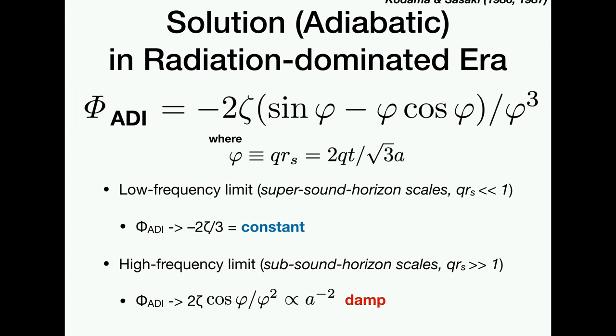For adiabatic initial condition, gravitational potential during the radiation era is a constant in the low frequency limit. So in the longer wavelength limit, gravitational potential is constant. But if you go to high frequency, shorter wavelength, gravitational potential decays.